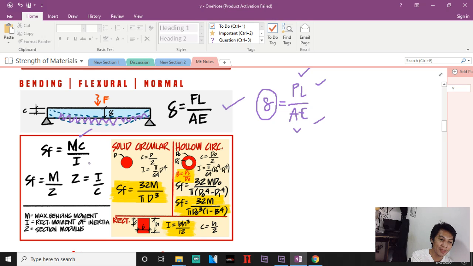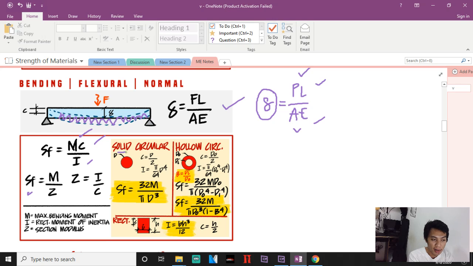And then I is the polar moment of inertia. Okay? C, I. Inertial moment, that is I. Ay yung I depende yan sa shape. Kapag circular or annular or rectangular. Okay? SF is equal to MZ over I. That is polar moment of inertia. Ito lang pala moment of inertia. Okay? Z is the polar moment of inertia. Now, ito na, para dire-diretso na tayo.